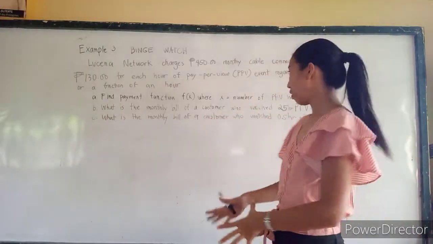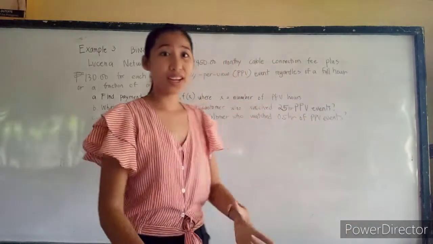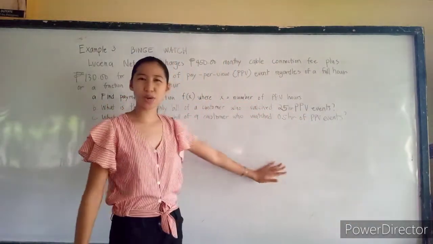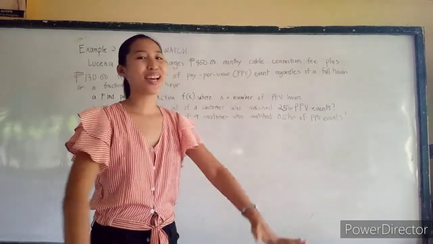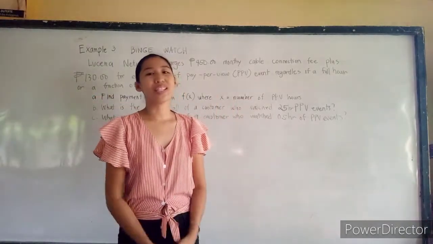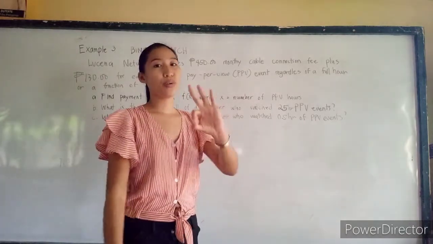Alright, I'm sorry for the blurry writing. I hope you can still see it. It's because I'm running out of ink. Sorry about that. Alright, so let's continue with our example number 3.